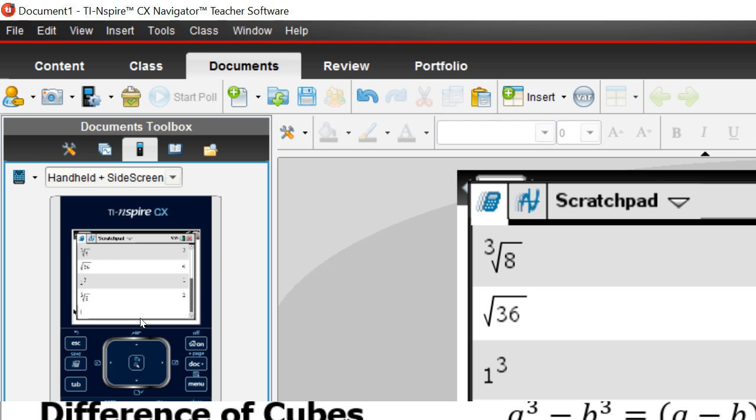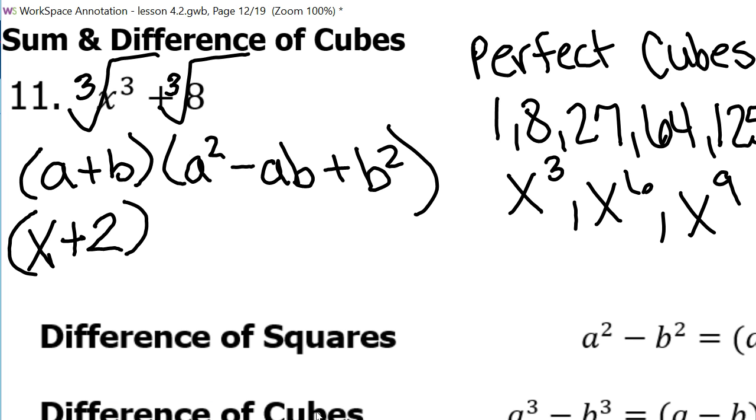There's other ways you can do it on the calculator as well, but that's one way you can do it. How do you do it by hand? You just have to think what number to the third power equals 8. So that would be 2.